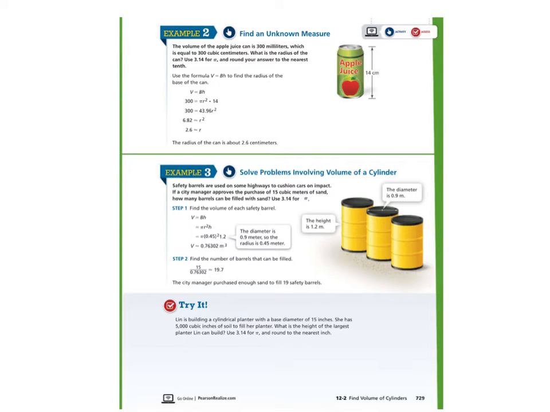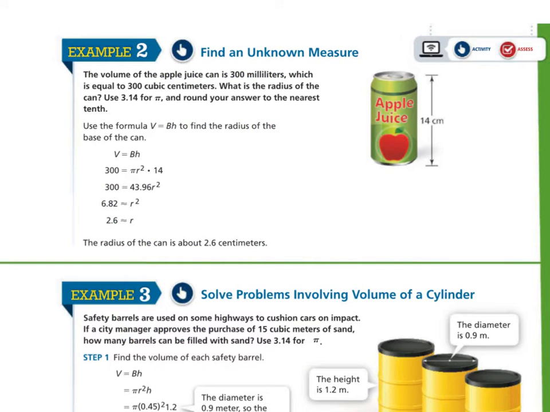In looking at example 2, we are going to solve a problem this time and find the radius of the can. So just like we did with area, we're going to be solving the volume formula for radius, which means they're going to give us the other pieces of information needed to solve. It tells us in the problem that the volume of the can is 300 milliliters. Then it also tells us that that's equal to 300 cubic centimeters. So because those two are equivalent, we're going to use the cubic centimeters in our problem to solve.